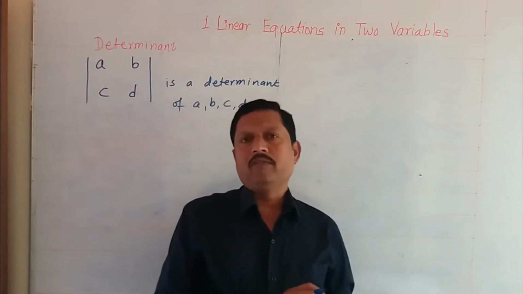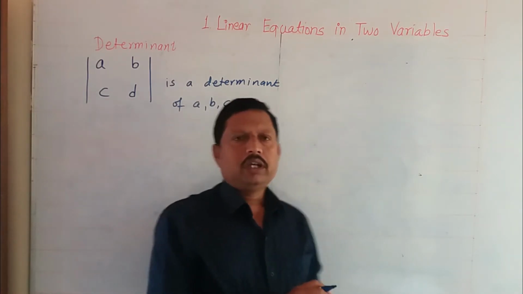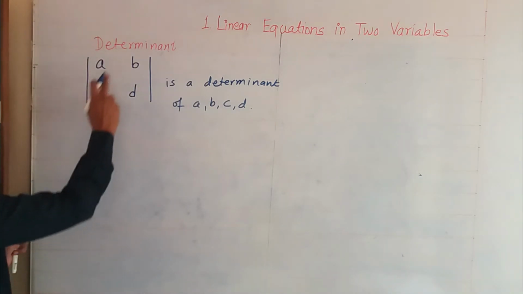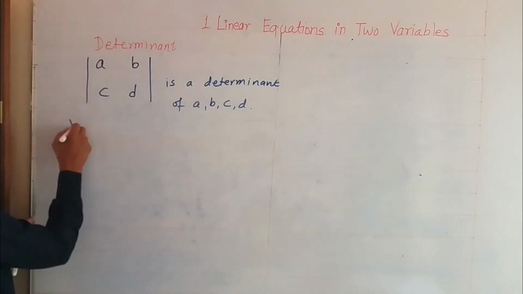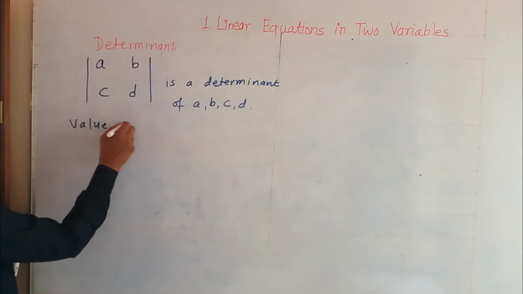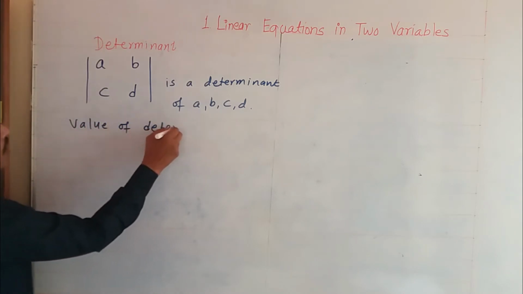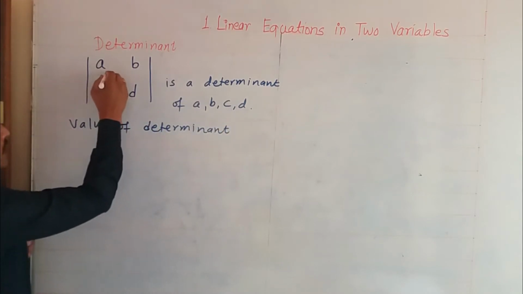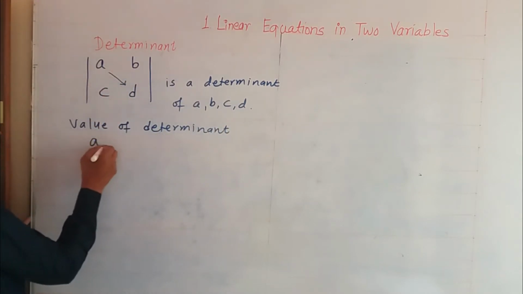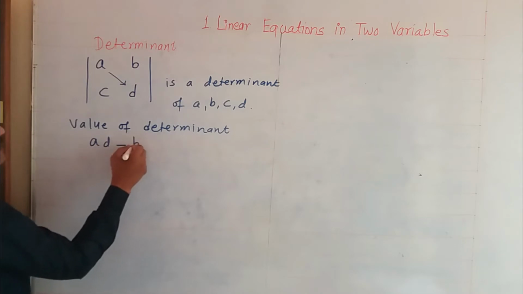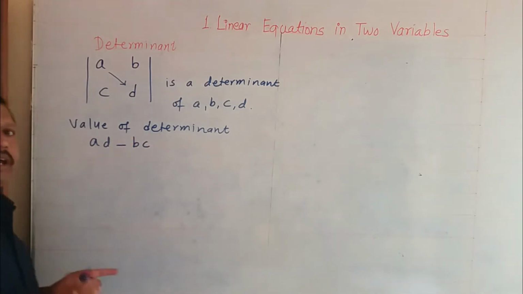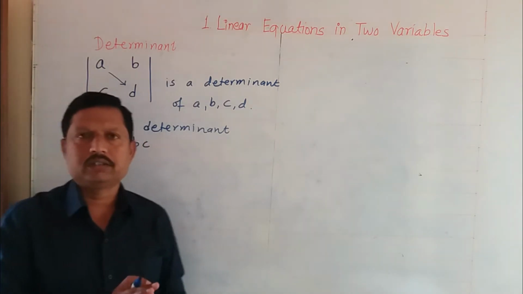Before we start solving linear equations, let us find the value of the determinant. This arrangement is called the determinant. So what is meant by the value of the determinant? The cross product AD minus BC is called the value of that determinant.